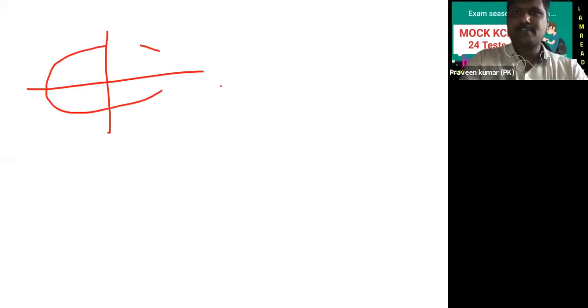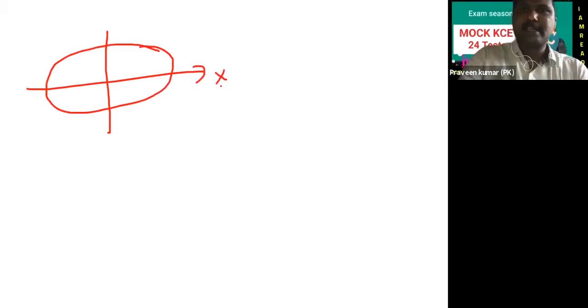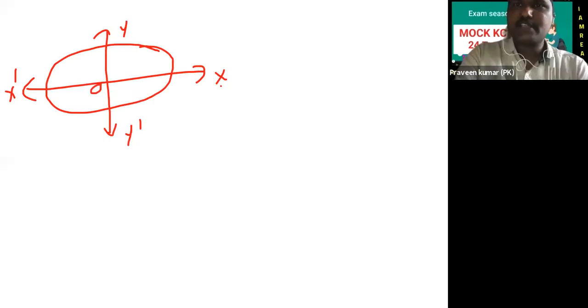For the students, some of the things we did discuss, once again I can discuss. This is called an ellipse. X-axis, y-axis, x dash, y dash. Good evening, Anusha. This is the origin. This is called the focus, F1, F2.